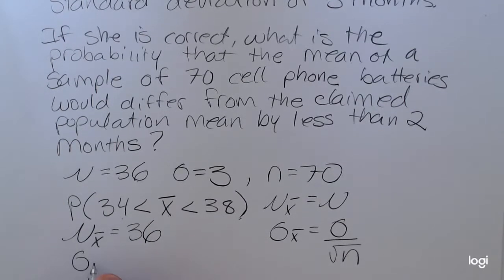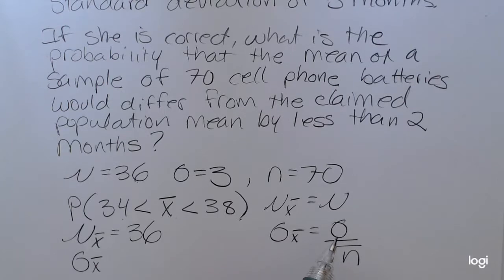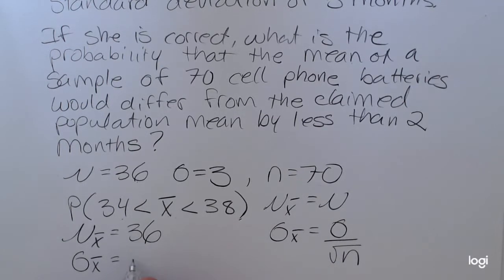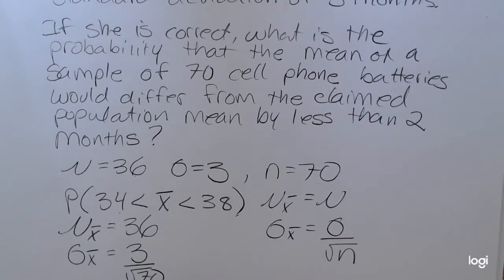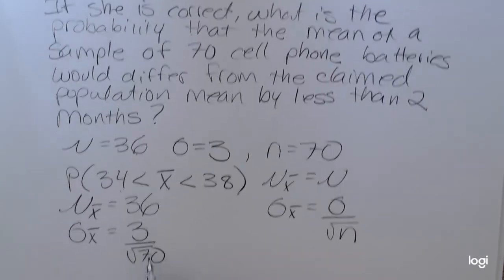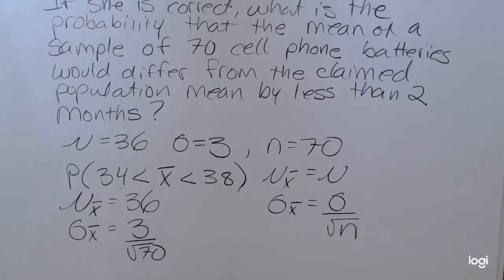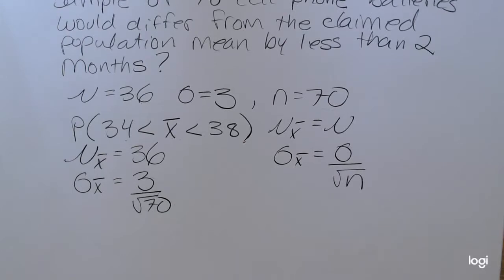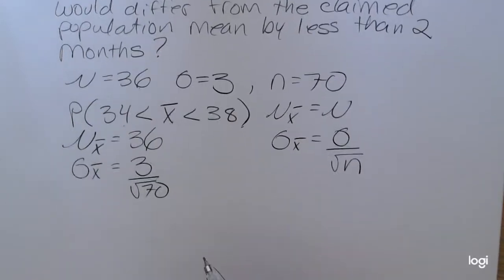But the standard deviation for the distribution of the sample means is always smaller. Specifically, it's smaller by the amount sigma over the square root of n. So that's going to be 3 over the square root of 70. So we can get a decimal approximation here, or I like to put this entire expression into my calculator for the standard deviation. Okay, so we're finding the probability X bar falls between 34 and 38.